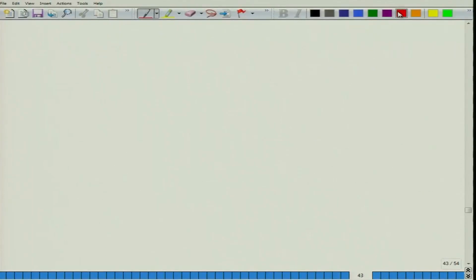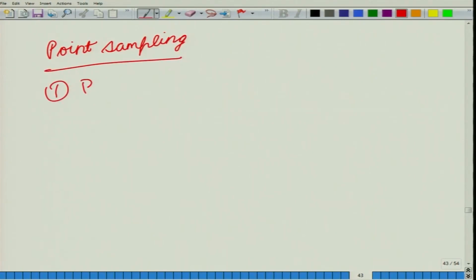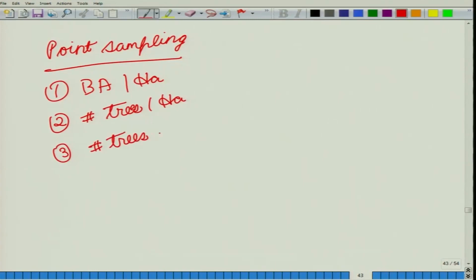So, with point sampling we have been able to calculate, one, the basal area per hectare of your stand, two, the number of trees per hectare in your stand, and three, the number of trees in each dia class in your stand per hectare. In today's class we saw how point sampling can be used to calculate these 3 values, and we shall look into it in further detail in the next class.